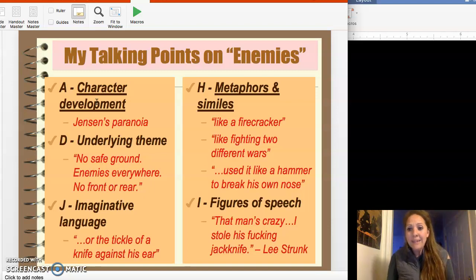So at the very end, the author pops in one dialogue line. The whole time he's just told the story, but now he actually uses a quote: "And that man's crazy. I stole his fucking jackknife." Lee Strunk says that. So at the end, we realize the guy did take the knife. It wasn't like he didn't take his knife and Jensen is so crazy and violent and just did this to him. It was true.